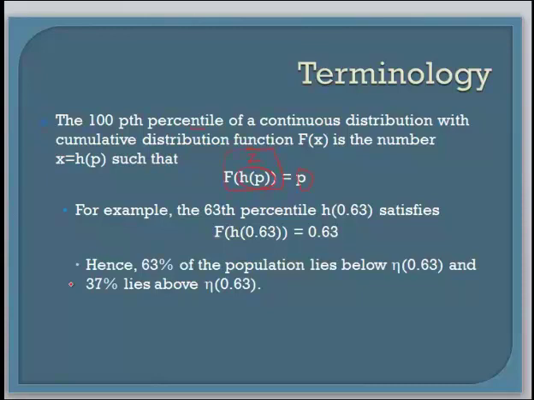For example, the 63rd percentile, h of 0.63, satisfies that this area is 0.63. So you can see F of this, well, I'll say z value, although it can apply as well for non-normal curves, is equal to 0.63. So that means 63% of the population lies below this eta 0.63, and 37% lies above that eta, which is the same as the h of 0.63.